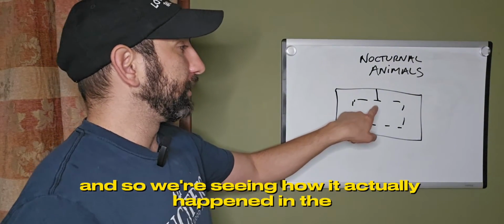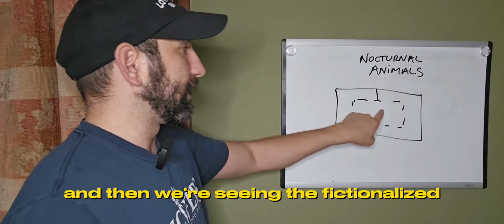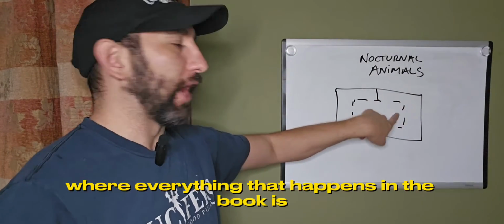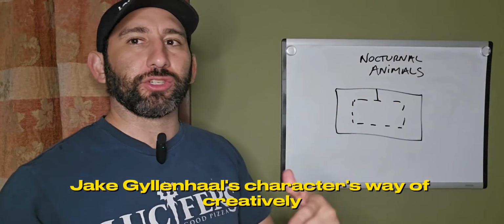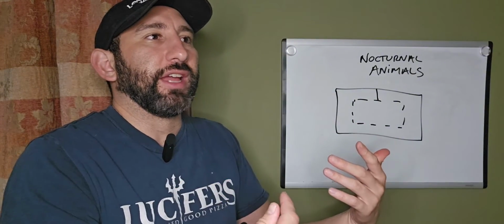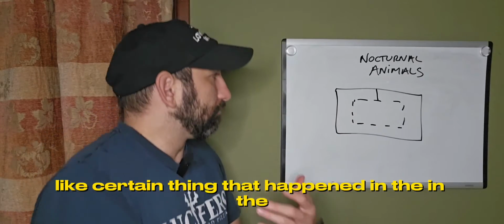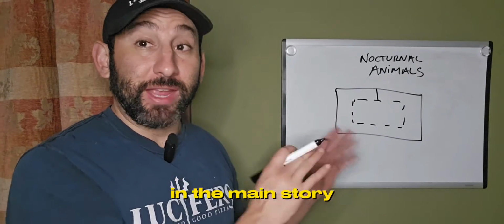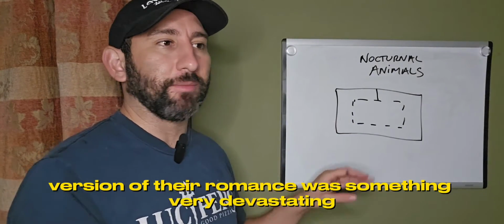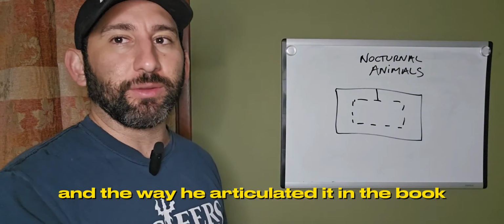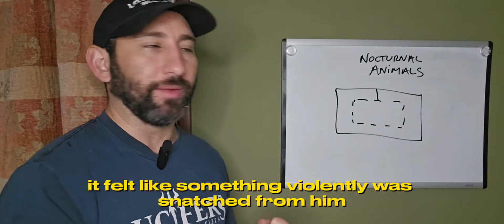And so we're seeing how it actually happened in the very non-dramatic way, and then we're seeing the fictionalized, dramatized version where everything that happens in the book is Jake Gyllenhaal's character's way of creatively expressing how it made him feel, like the rage. Something that happened in the real life version of their romance was very devastating. And the way he articulated it in the book when she was reading it, it was very violent. To him, it felt like something was violently snatched from him.